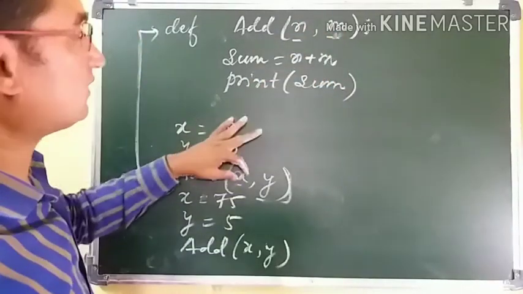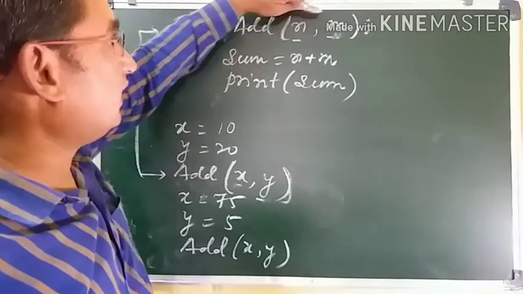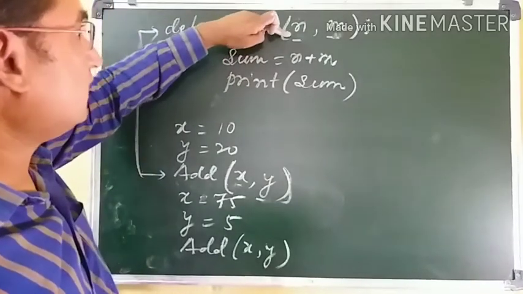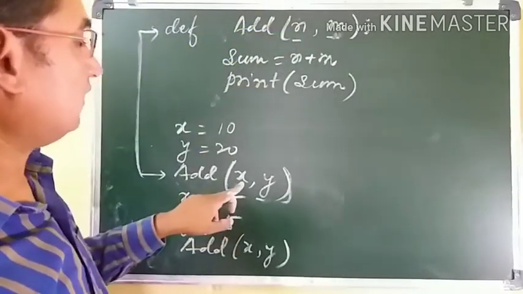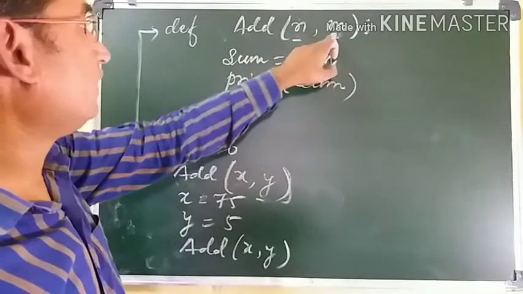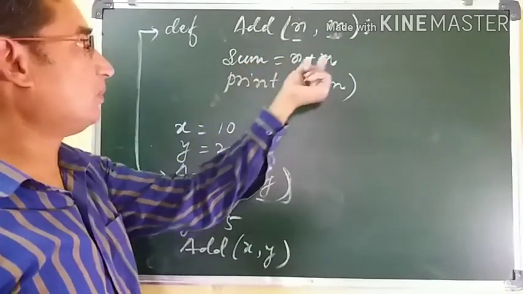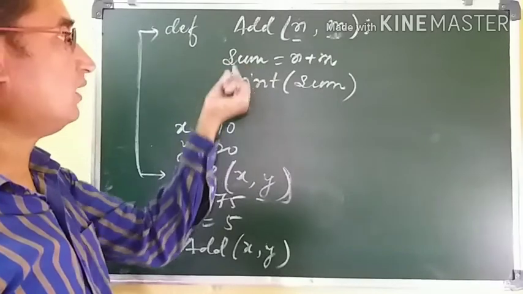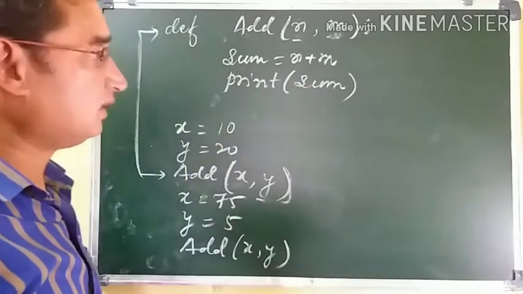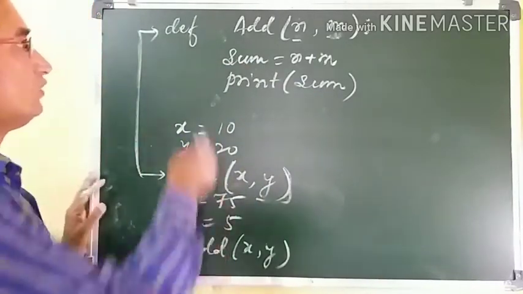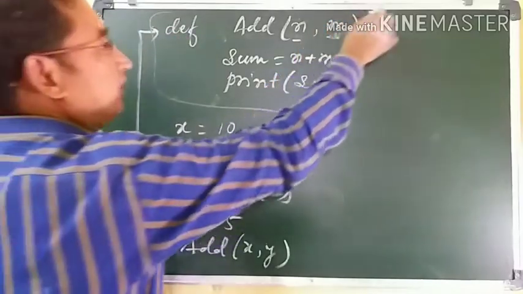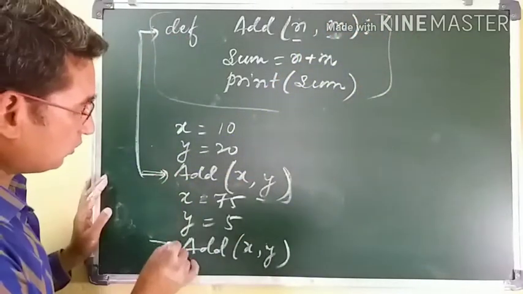The values of x and y will be copied into n and m, so n is 10 here and m is 20. In this statement, n plus m, which is 30, will be assigned into sum, and print sum will display it. In this way, once you have written this function, you can call it again and again.